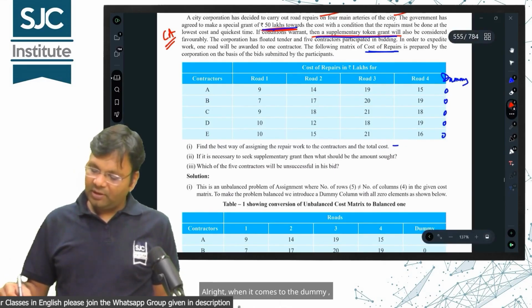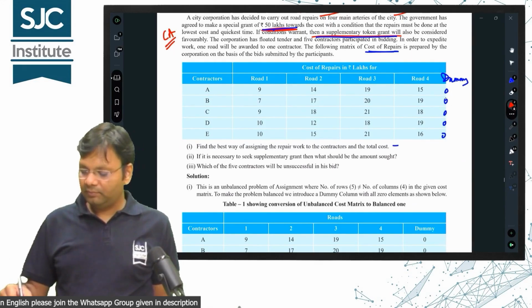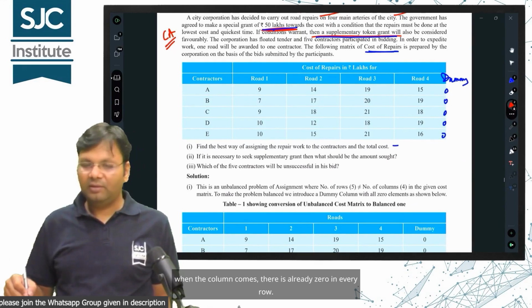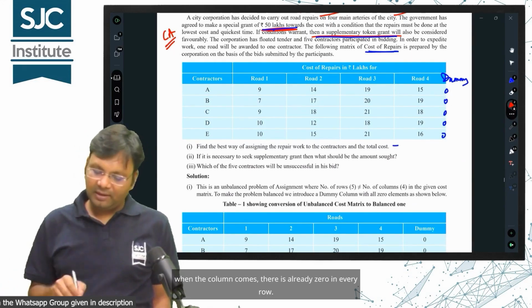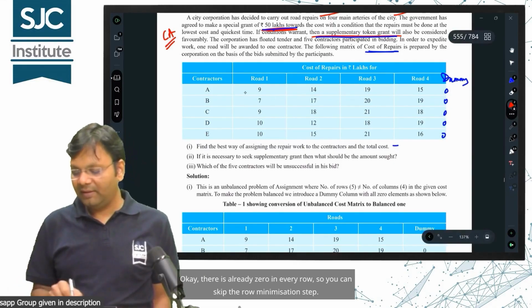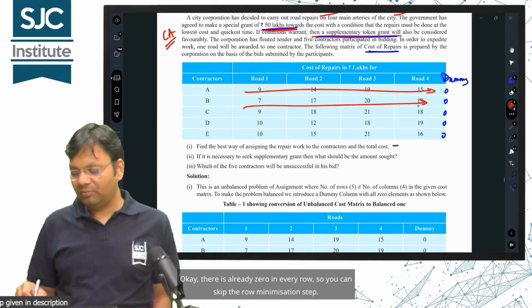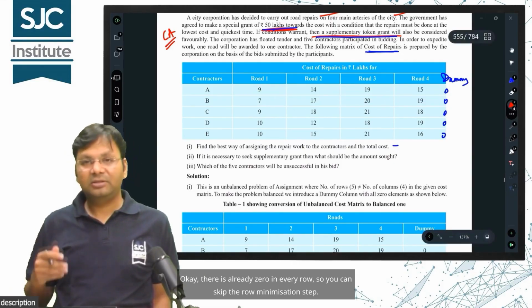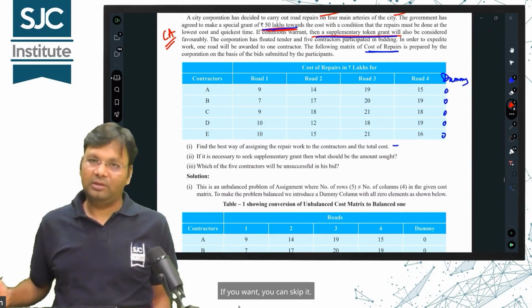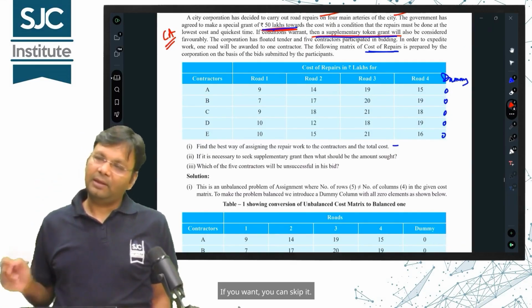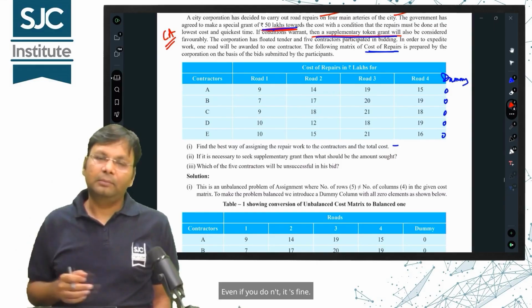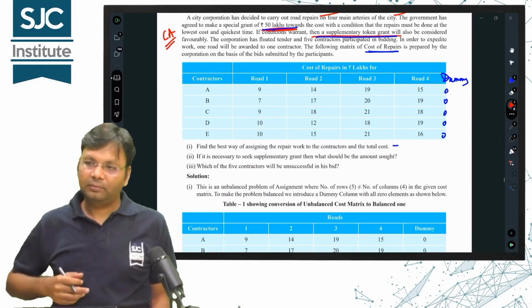Alright, when it comes to the dummy column, there is already a 0 in every row, so you can skip the row minimization step. If you want, you can skip it. Even if you don't, it's fine. It can save you time.